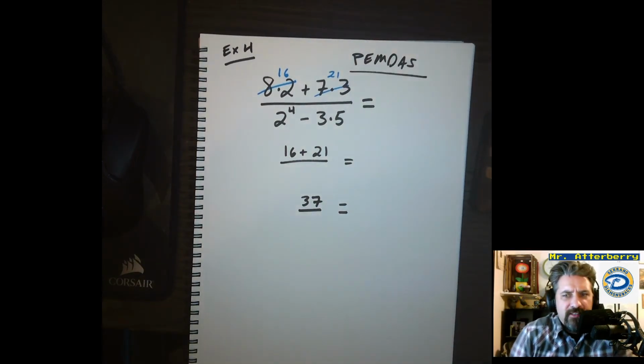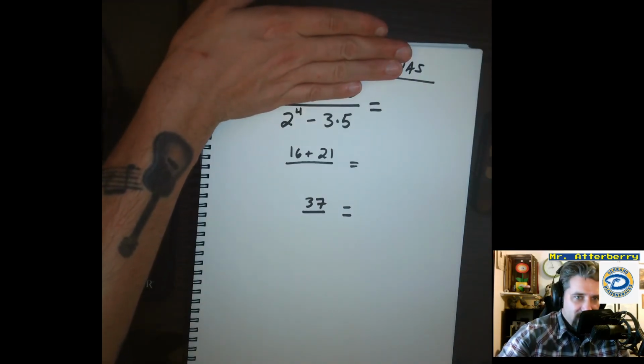Not the prettiest of numbers, right? 37 is still a number. We'll still work with it. So let's take a look now at 2 to the 4th power minus 3 times 5, the bottom part.